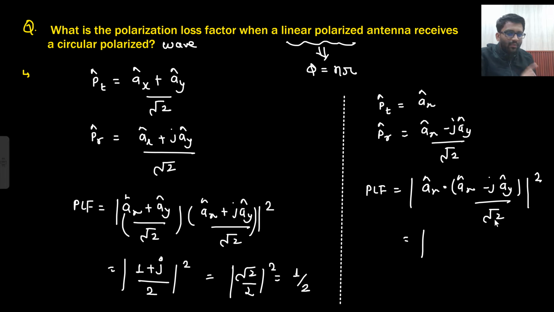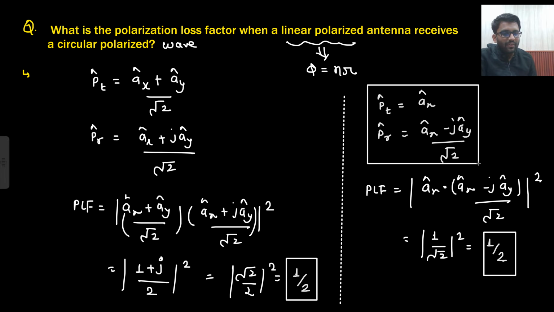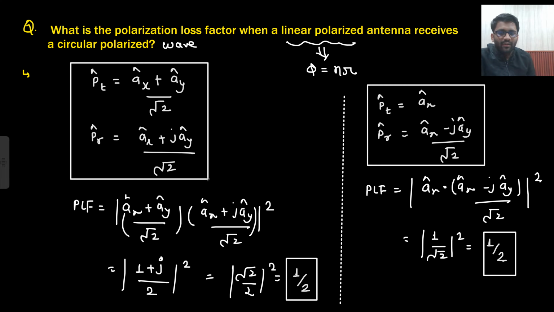So ax cap dot ax cap, what would that be? 1. Ax cap dot ay cap, that would be 0. So 1 by under root 2 whole square. What are you getting? 1 by 2. So the answer will always be the same. No matter whatever example you take, whether you take this example or this example, the answer is always going to be 1 by 2 only. So if your transmitted wave is linearly polarized and the received wave is circularly polarized, whether it is right hand circularly polarized or left hand circularly polarized, your polarization loss factor will always come to half.